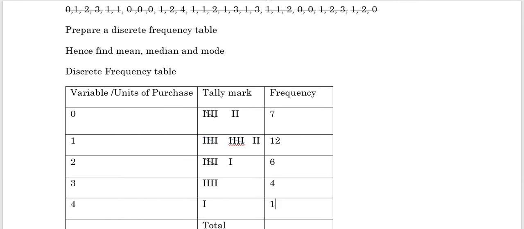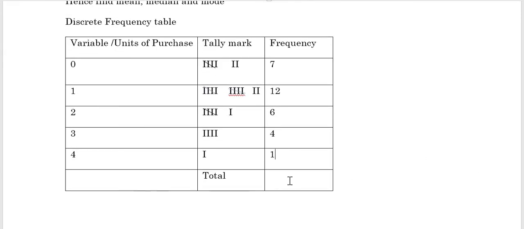Okay, let's confirm that the total frequency is 30. So it is 7 plus 6, 13, 13 plus 4, 17, plus 12 plus 1, that is 30, correct. So the first task is done. We have obtained a discrete frequency table. The name discrete frequency table indicates each variable value is discrete and there isn't any grouping. For every discrete value of the variable, we have the corresponding frequency.